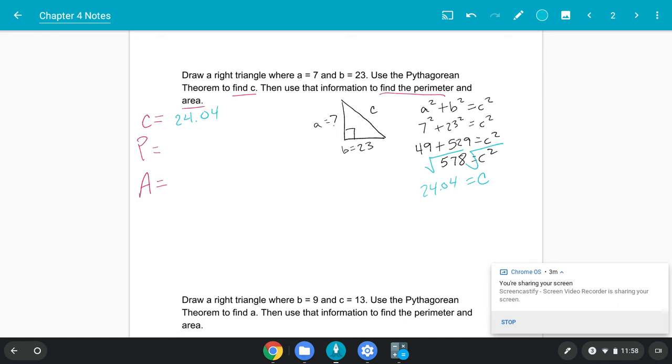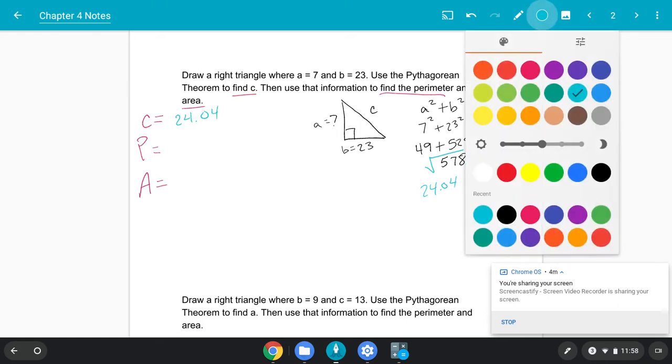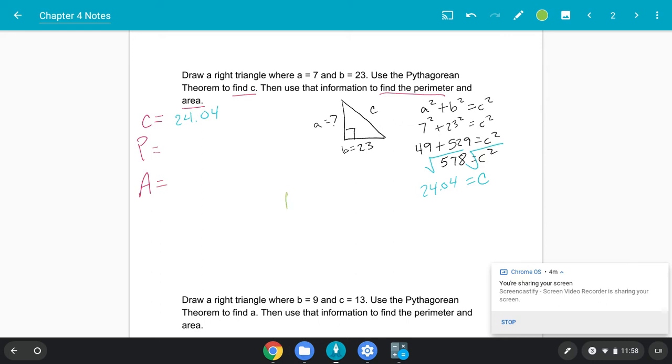Now, the perimeter is when you add all of the numbers on the outside. So perimeter is 7 plus 23 plus 24.04. This is our third side. This part's 30, plus 24, we get 54.04.